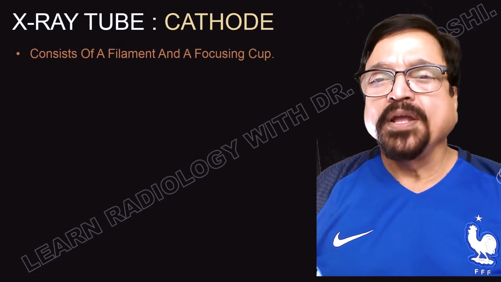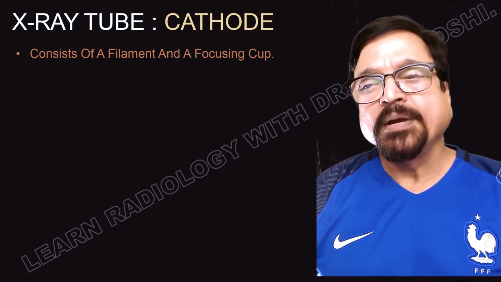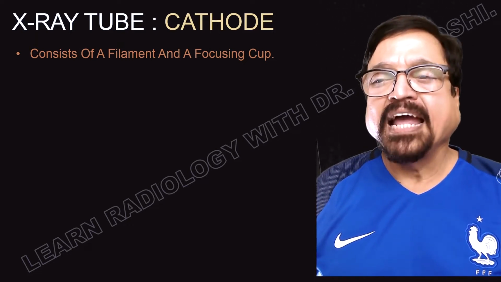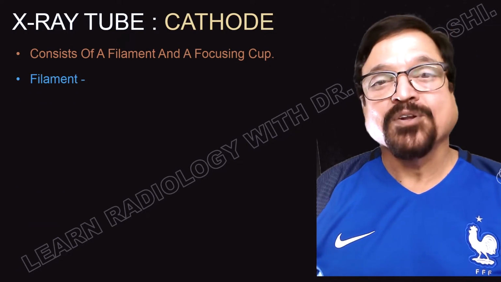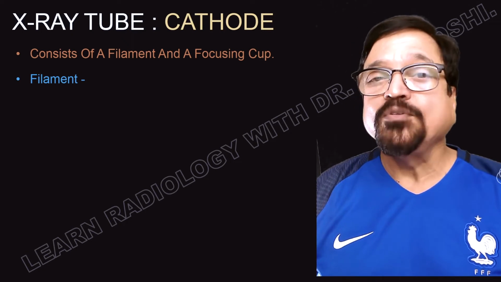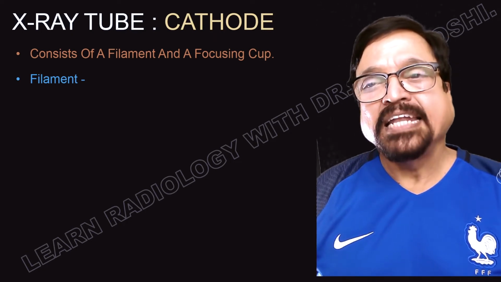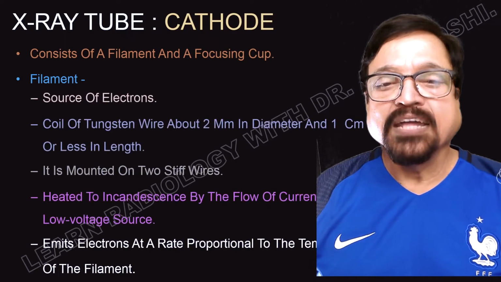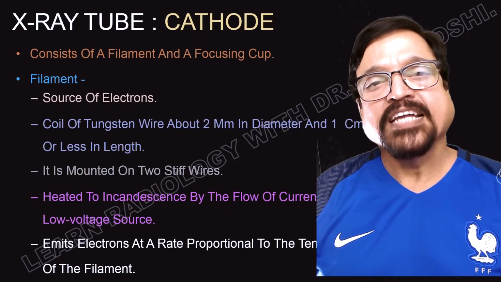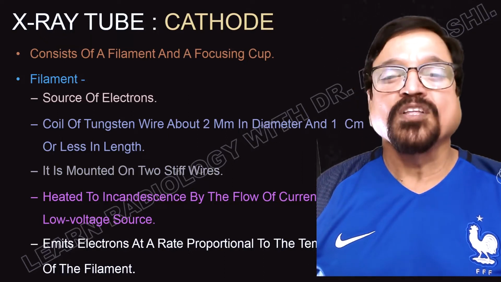Now let us go into more detail. The X-ray tube has a cathode. It consists of a filament and a focusing cup. Why a focusing cup? Because the filament can emit electrons in multiple directions. They need to be streamlined, so you have a negatively charged focusing cup which will streamline them. Now why a filament? Because the filament produces an electron cloud by a principle called thermionic emission.